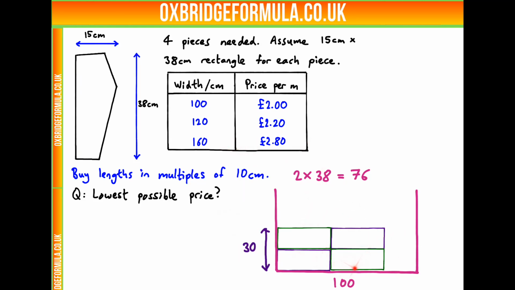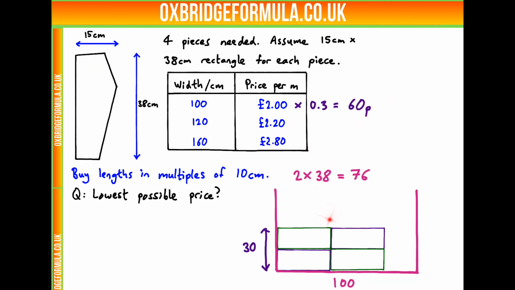So how much would this cost? If we're buying 30 centimeters of this one, when it's £2 per meter, how much would that cost us? So 0.3 times 2 is 0.6, and that corresponds to 60p.